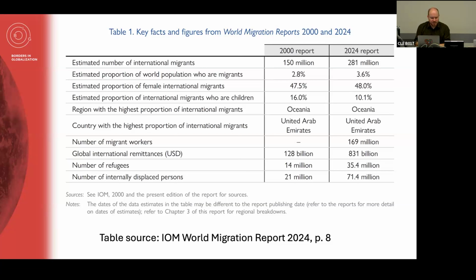And then it also includes the number of internally displaced people, those who have been forced from their homes, but not beyond a border. That's a category that we're not so interested in, since this is, of course, about borders. We're not going to talk so much about internally displaced people.